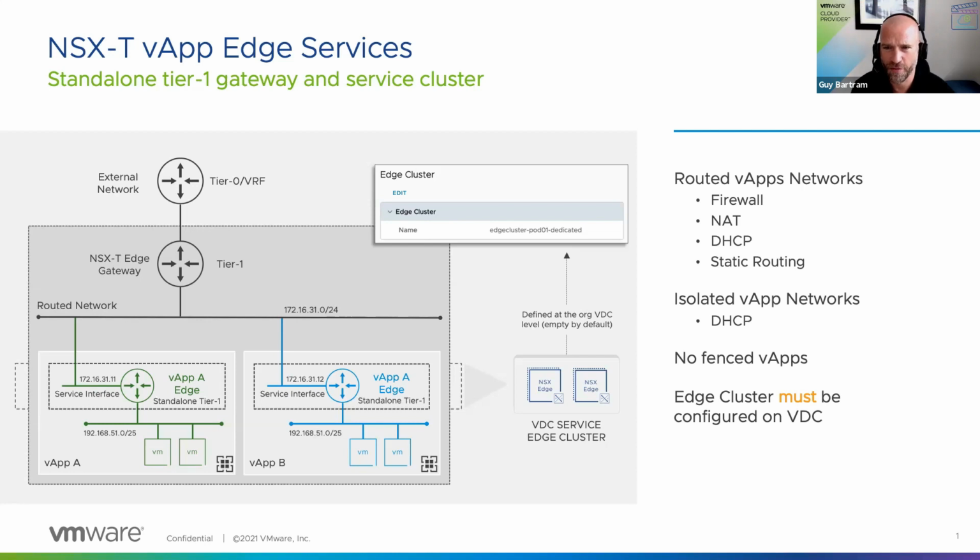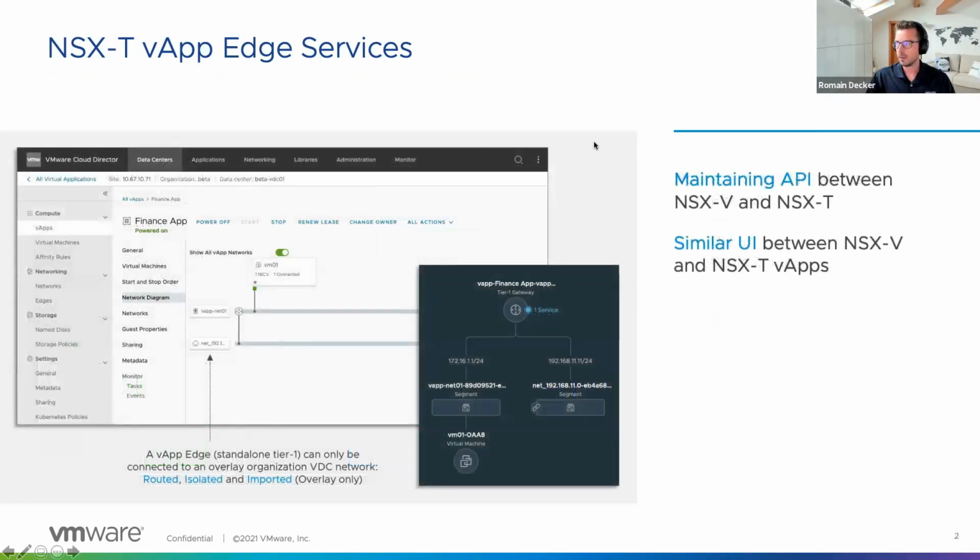So for routed vApps, you basically have the whole portfolio available in terms of T1 functionality: firewall, NAT, DHCP, static, and then for isolated, it's just DHCP. That makes sense. And the engineering team has made a huge effort to maintain the API and the UI between NSX-V and NSX-T, so people won't be confused by different terms or different screens that may appear. It's exactly the same.